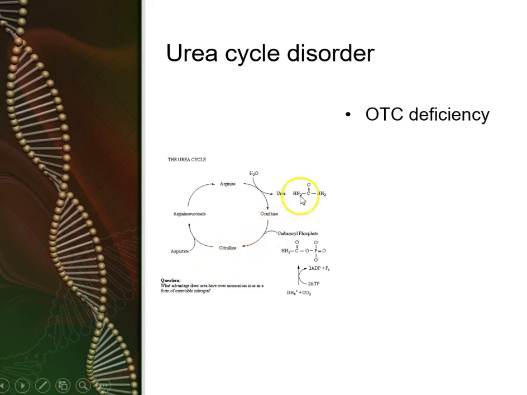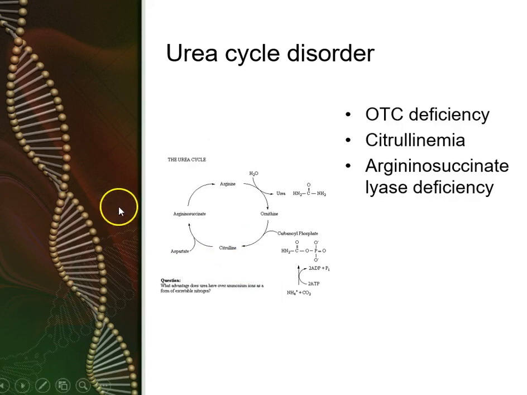When this enzyme is not working right, that's known as ornithine transcarbamylase deficiency. And as stated, this is inherited in X-linked recessive fashion. The next step is citrulline goes to argininosuccinate by adding in the aspartate. When this enzyme is not working, the citrulline gets very elevated, and that's what's known as citrullinemia. The next step is argininosuccinate makes arginine through the argininosuccinate lyase enzyme. Once it's deficient, then this is elevated and arginine is very low.